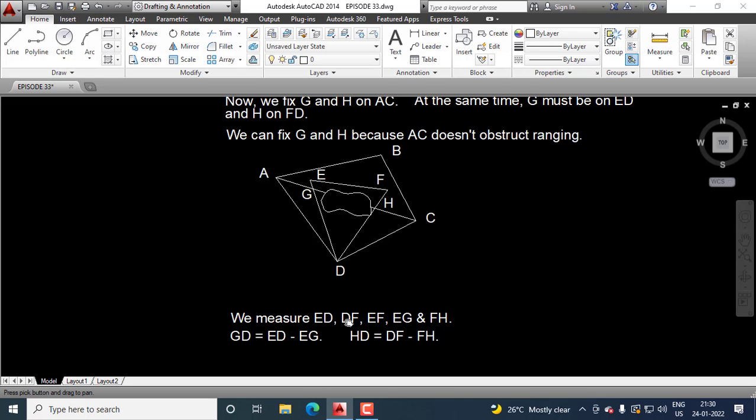We measure ED, DF, EF, EH, FH, EG, FG. Then we can calculate GD. GD is ED minus EG. HD is DF minus FH.